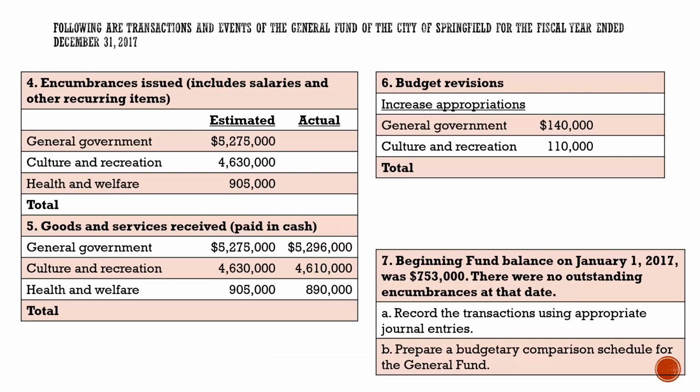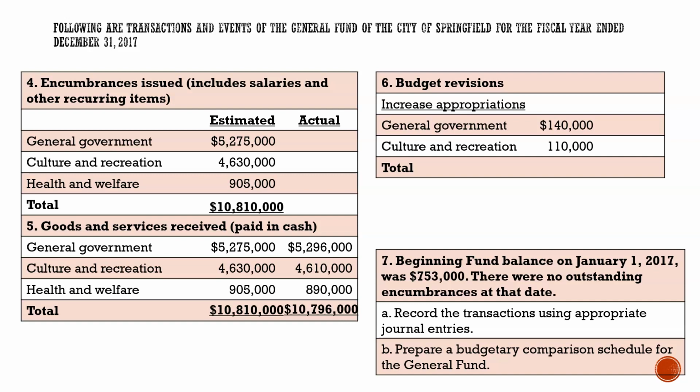Now we're going to look at the encumbrance accounts. This is going to include salaries and other types of recurring items. It gives us our estimated here on the left, and it gives us a total of $10,810,000 in estimated encumbrances. And then the goods and services that we received, we see that we estimated to receive $10,810,000 in goods and services, but what we actually received was $10,796,000 in goods and services. So there is a difference there.